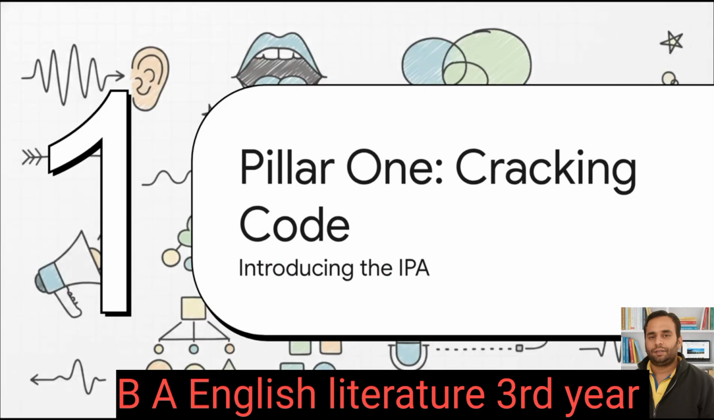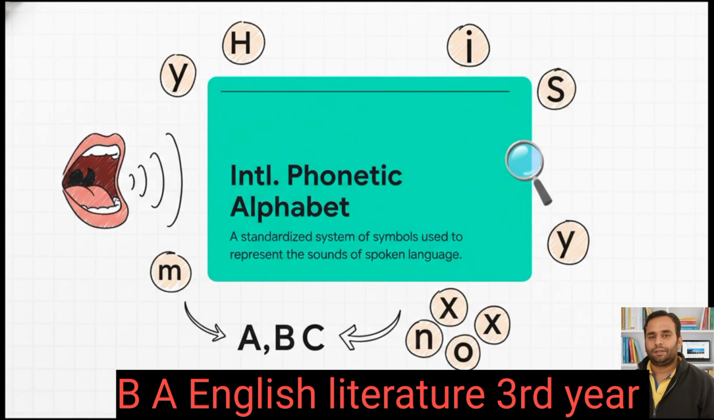Well, to crack this code, linguists have a secret weapon. This is our first pillar for understanding language, the International Phonetic Alphabet. You'll probably see it called the IPA. So what is the IPA? Think of it like a universal alphabet for sound. Instead of our normal 26 letters, which, let's be honest, can stand for dozens of different sounds depending on the word, the IPA gives us one unique symbol for every single sound the human mouth can make. It's a total game changer.